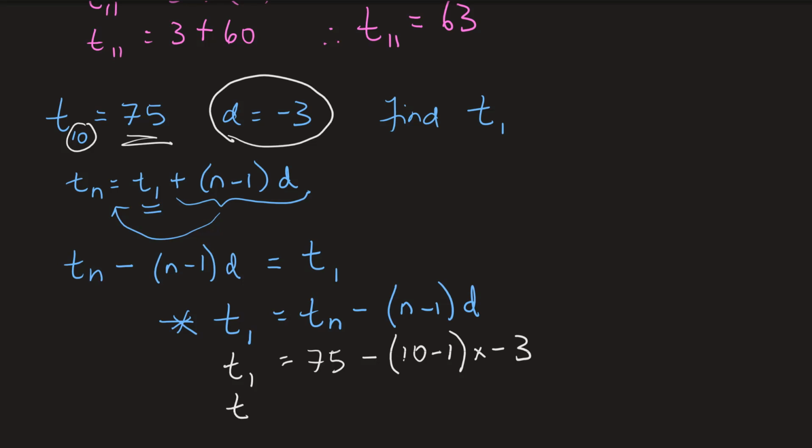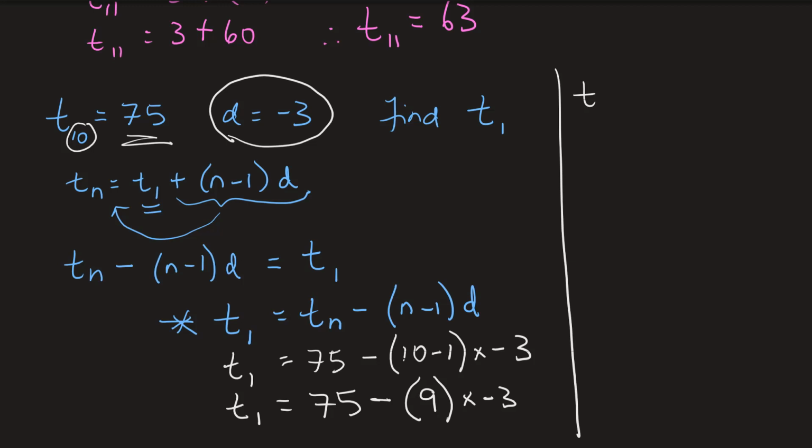Okay, let's finish this up. T1 is equal to 75 minus (10 minus 1 is 9) multiplied by negative 3. T1 is equal to 75 minus 9 multiplied by negative 3, and negative 9 multiplied by negative 3 is positive 27. So I can finish this off now: the first term is 75 plus 27, which is 102.